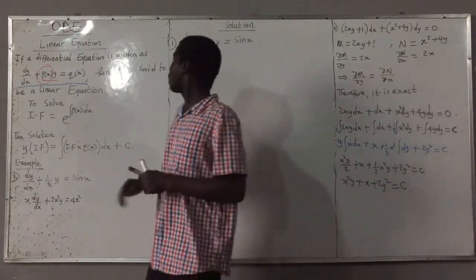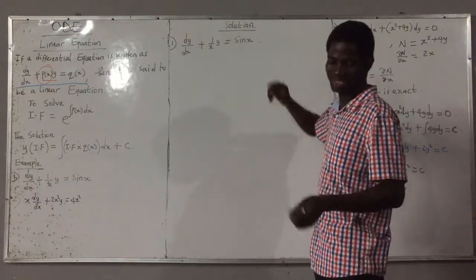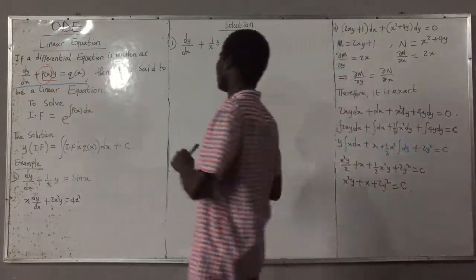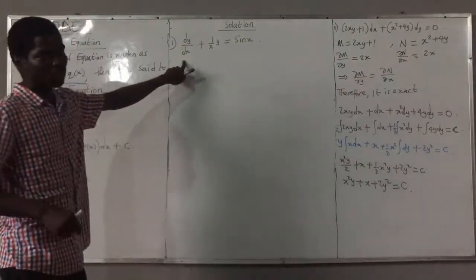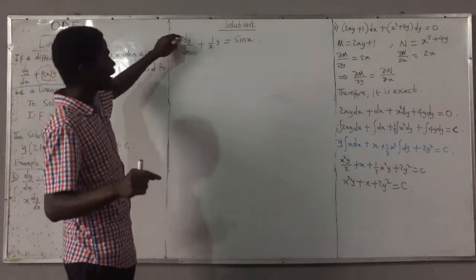Now example. Look at the first example. dy/dx + (1/x)y = sin x. Life has been made simple because you can see dy/dx. Notice that there is no coefficient with the dy/dx. The coefficient of dy/dx is 1.